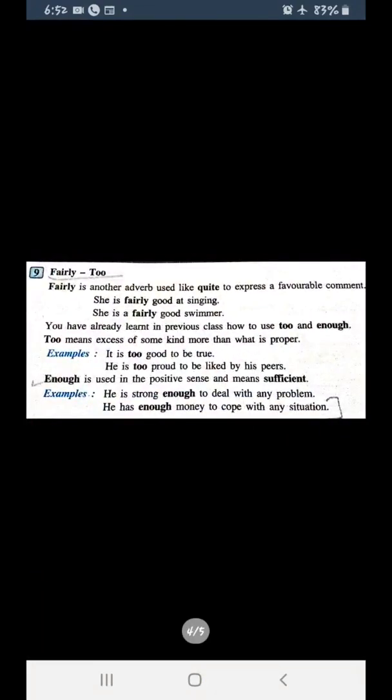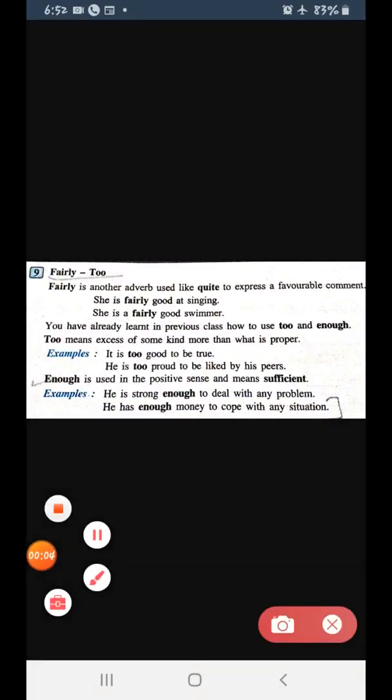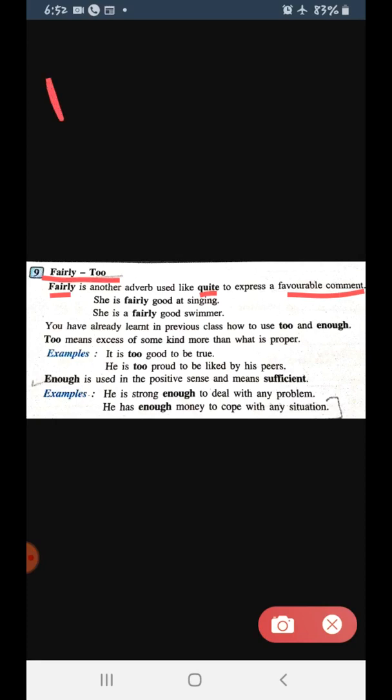Now see here. Let us use the word fairly and too. Fairly is another adverb used like quite to express a favorable comment. That means positive.